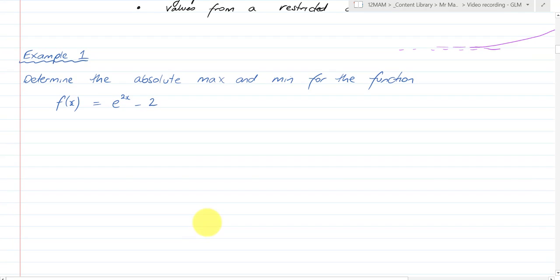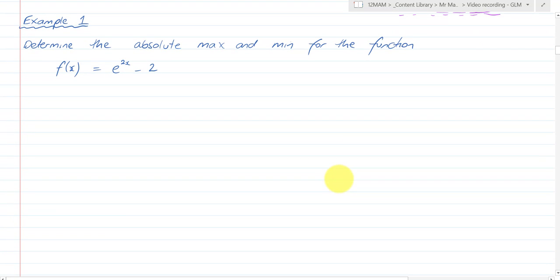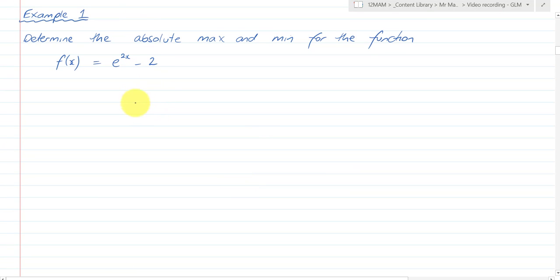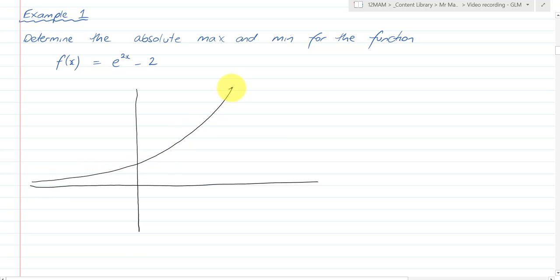Let's have a look at example 1. Determine the absolute max and min for the function f of x equals e to the 2x minus 2. So, e to the 2x minus 2, let's sketch it. I can tell you it looks something like this. E to the x looks like this. And e to the 2x is just doubling each x value. This is a compression along the x-axis. So it's inside the function. So it's in green and it compresses along the x-axis basically by a factor of a half. So it'll look like that.